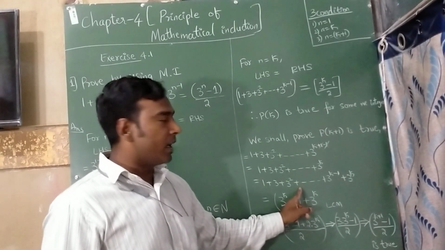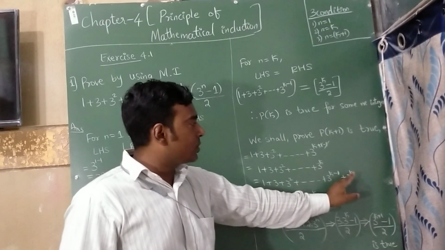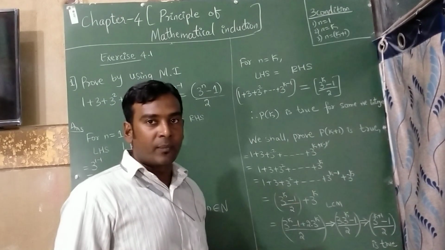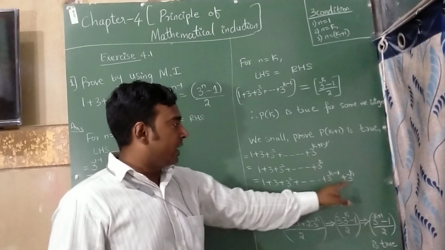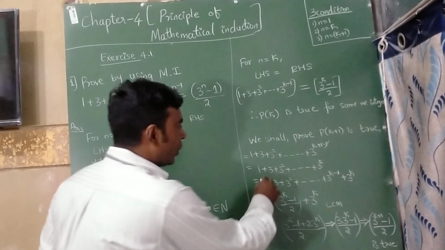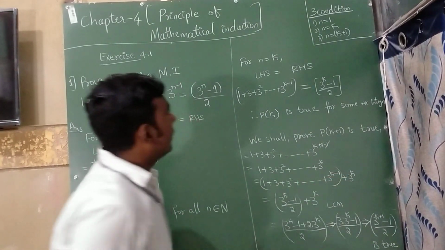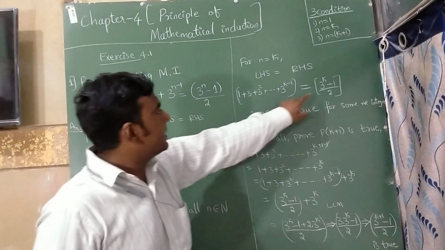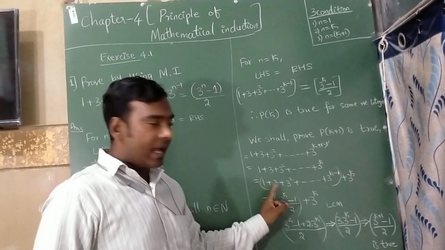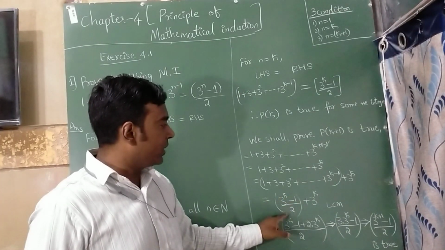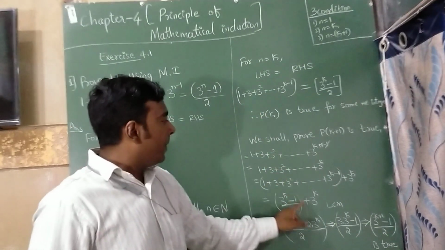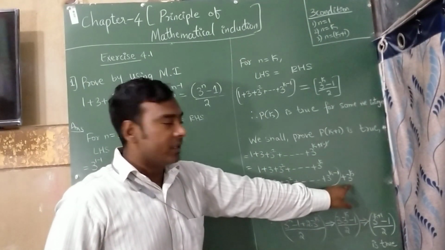Now in the next step, what I have done is, what is the term before 3 raised to k? It is 3 raised to k minus 1. So 3 raised to k, the term before it is 3 raised to k minus 1. Now this whole term from here is (3 raised to k minus 1) divided by 2. So instead of this, I have written this one, (3 raised to k minus 1) divided by 2. I have taken it from here, you can see. Plus 3 raised to k, it is here.